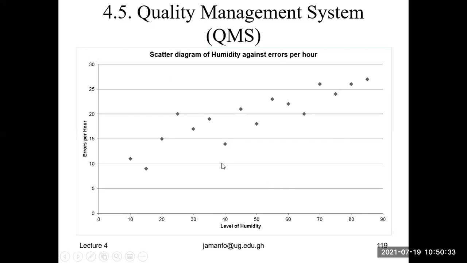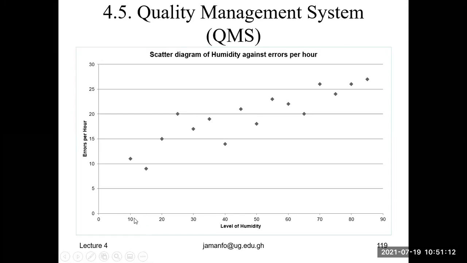We want to see whether there is any relationship between the level of humidity and the number of errors, or defective products, we are producing per hour. We want to see whether there is a positive or negative relationship. Once we establish that relationship, it means humidity might be a cause of the defects we are experiencing, so we need to tackle the issue of humidity. So here we go.